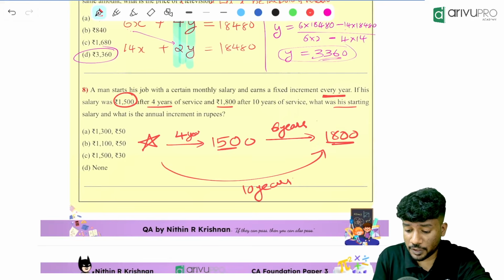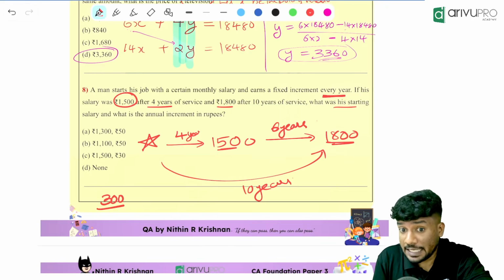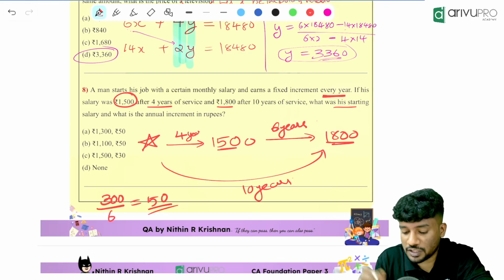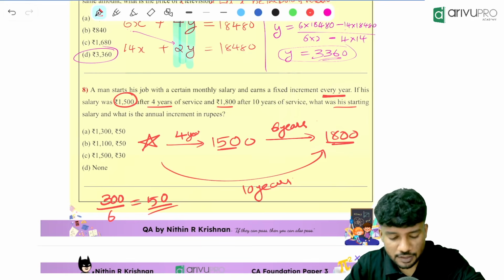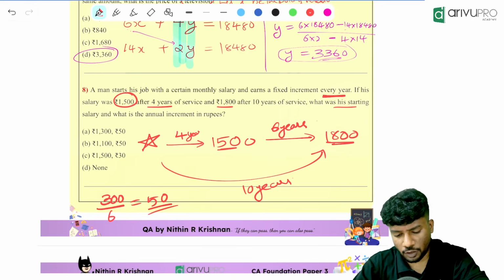How do you know that? Because the total increment is 300. Then, how many years are there? 6 years. That means 50 is the increment he is getting. Looking at that, you can go for which option? You can try with option A or option B.